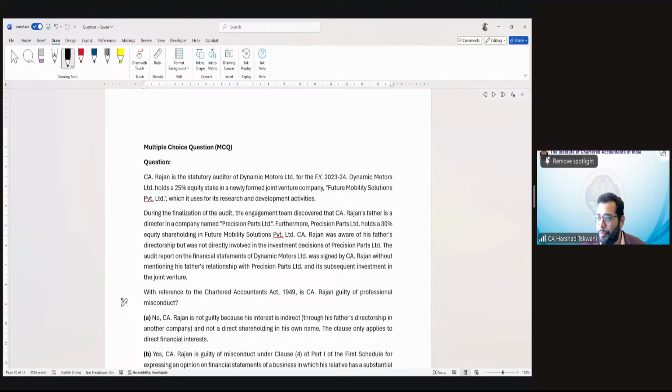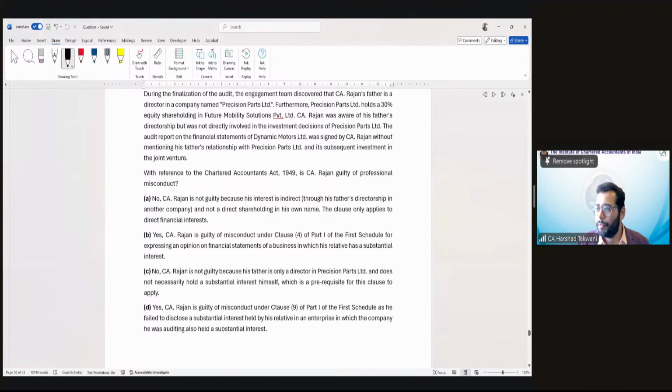It is very wide in that scenario. So in that particular case, he is disqualified and not eligible to be an auditor of Dynamic Motors. As a result, he is disqualified from being appointed. Now tell me, based on the given options, what is the correct option? Read the options and then try to answer.